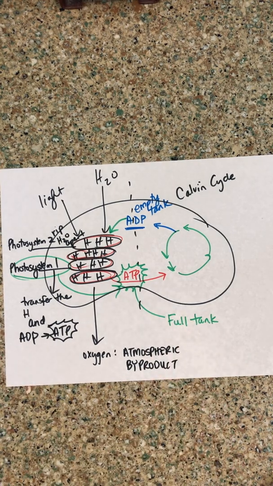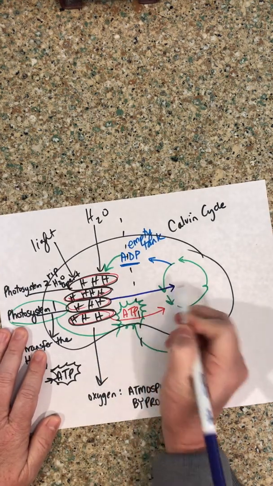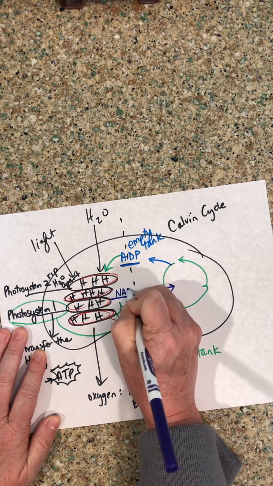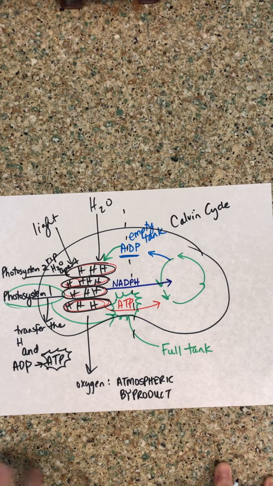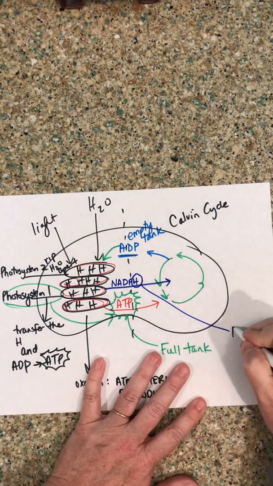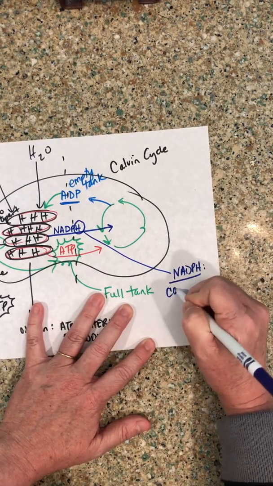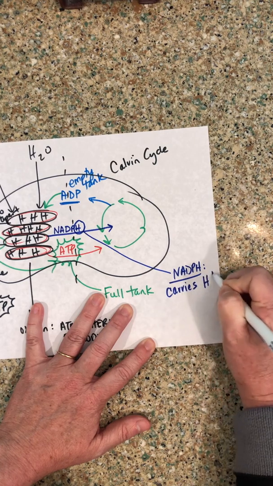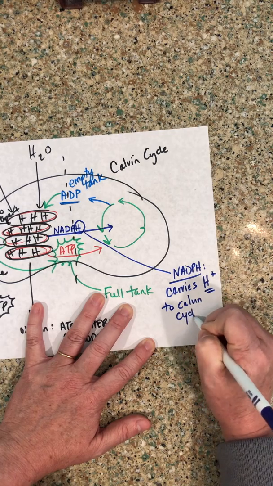And then there's this new molecule. It has a very strange name, but you don't really need to know what all the letters stand for. But it is called NADPH. Okay? And it's all capitals. And NADPH, his job, okay? NADPH carries hydrogen to the Calvin cycle, or to the dark side, okay?